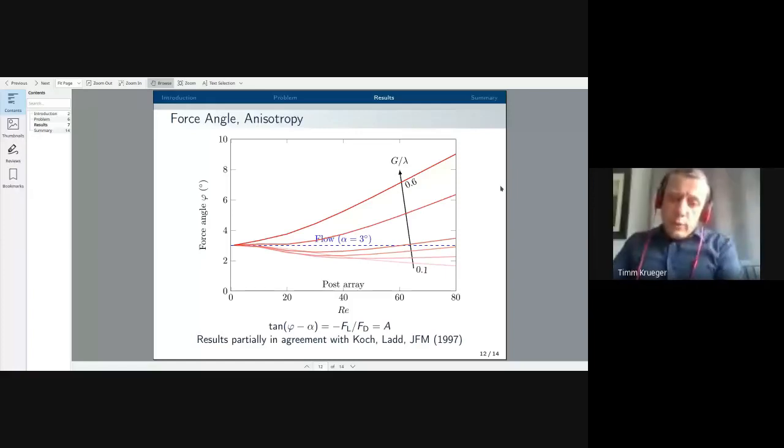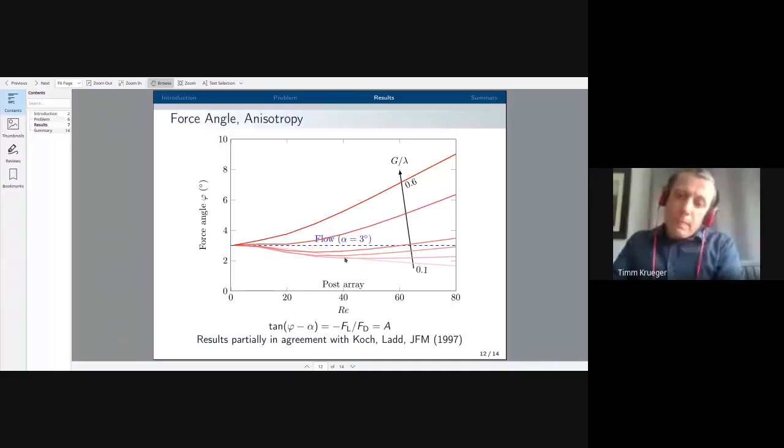Okay, in the Koch and Lett paper, what they do is impose the force direction and let the flow direction evolve. In our case, it's exactly the opposite. We impose a flow, a velocity vector that is on average 3 degrees rotated with respect to the array axis. And this is what we get out of the simulation, of course. It's imposed, and this is, of course, what we observe.